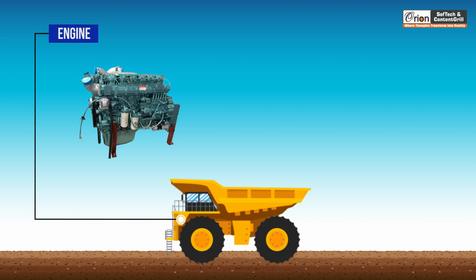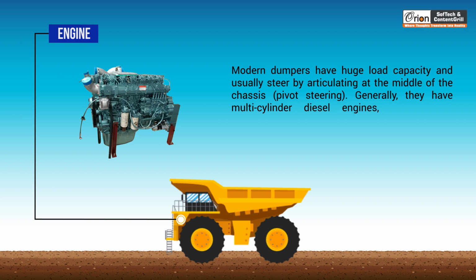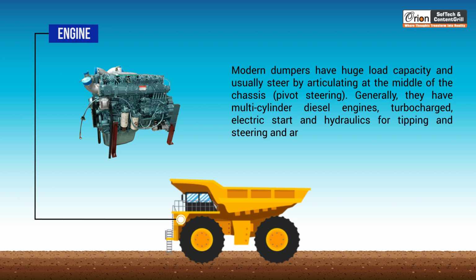Engine. Modern dumpers have huge load capacity and usually steer by articulating at the middle of the chassis, that is pivot steering. Generally, they have multi-cylinder diesel engines, turbocharged, electric start, and hydraulics for tipping and steering, and are usually four-wheel drive.